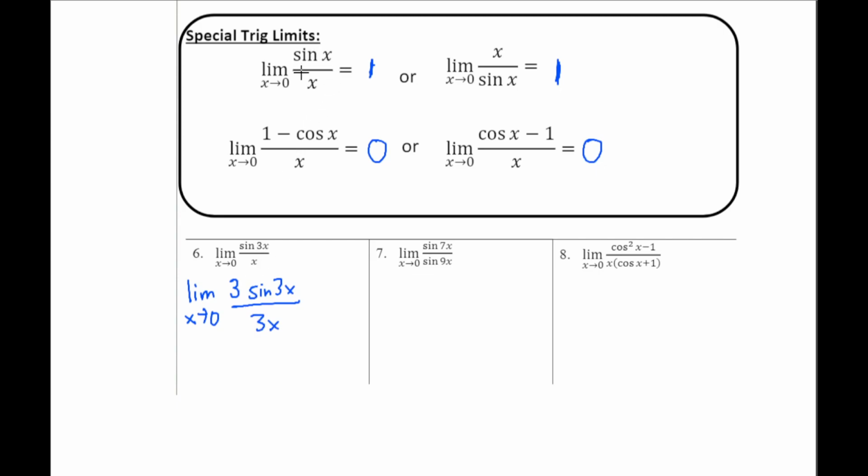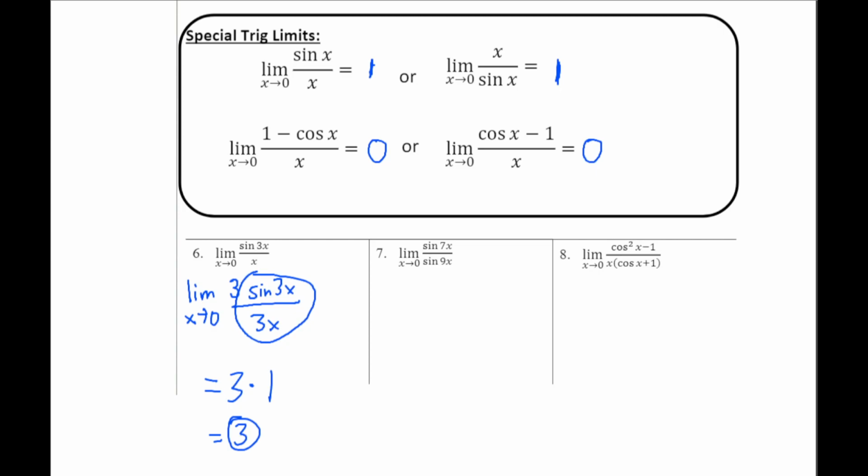And what's nice about this, right? Sine of 3x over 3x, that's here. This one here, it's just instead of the x, it's 3x, but it's still equal to 1. This part, what I circled right here, is equal to 1. So 3 times 1, that gets us a limit of 3 right there. Nice and straightforward.